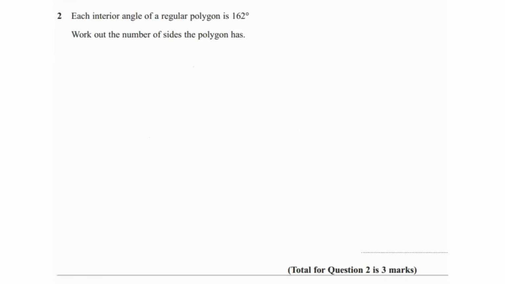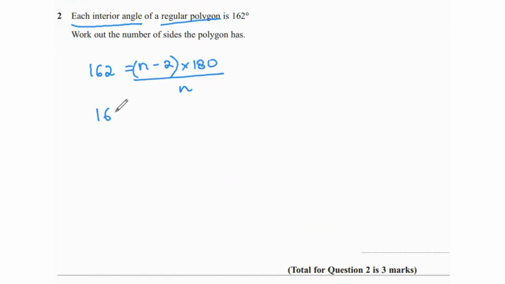Then this one is like the easiest type of question you can get, even though the formula is still going to be the same, but it has less calculation. And as you can see, it's just for 3 marks. It says each interior angle of a regular polygon is 162. Work out the number of sides. It's a regular polygon, which means the formula we'll use is n minus 2 times 180 over n. This is the formula for each interior angle. So that is 162 in this case.